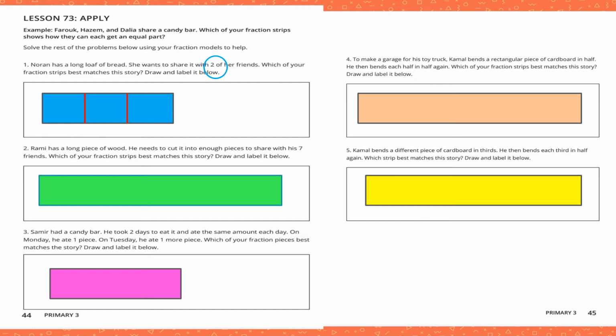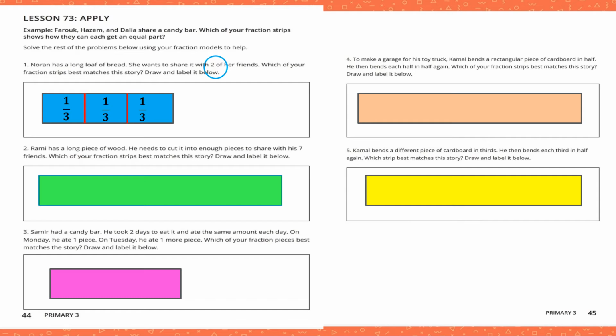And each person will take 1 over 3. She will take 1 part from 3 parts. So it will be 1 out of 3 or 1 over 3 or 1/3. Question number 2. Rami has a long piece of wood. He needs to cut it into enough pieces to share it with 7 friends.